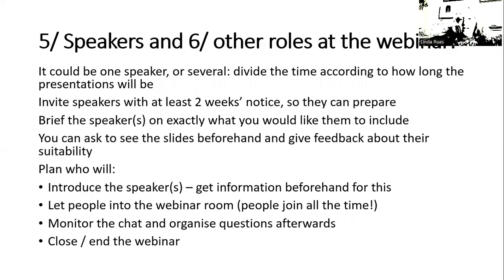Okay, so speakers and the other roles. It doesn't matter if it's one speaker, one interesting speaker who has a lot to say, or several speakers with smaller presentations. Divide the time up according to how long the presentations are going to be.